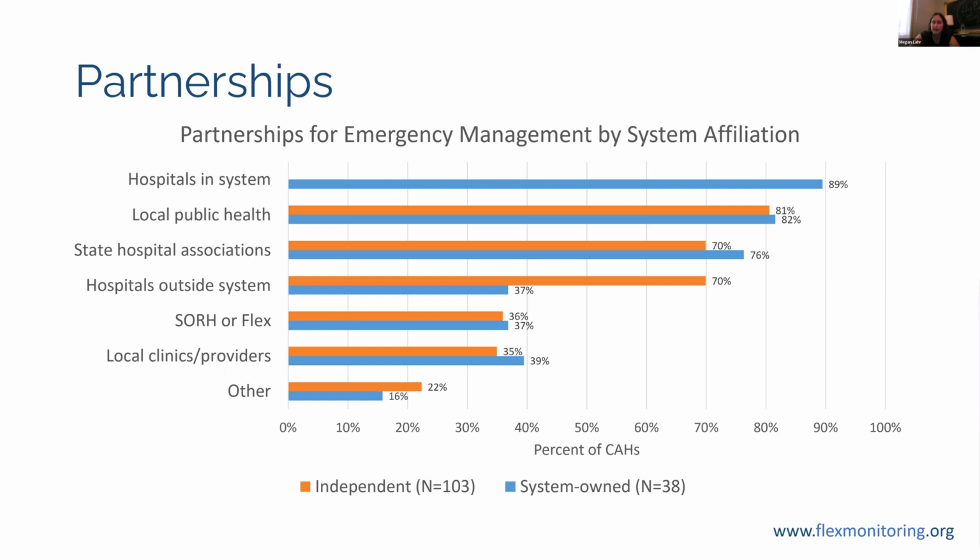And then the last section at the bottom, that other, that included things like local or state healthcare coalitions. That was the largest other group that we heard about, but also things like schools, correctional facilities, churches, and other community organizations were mentioned as kind of those other partnerships. We can go to the next slide.